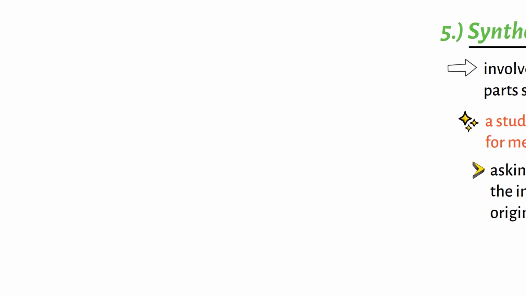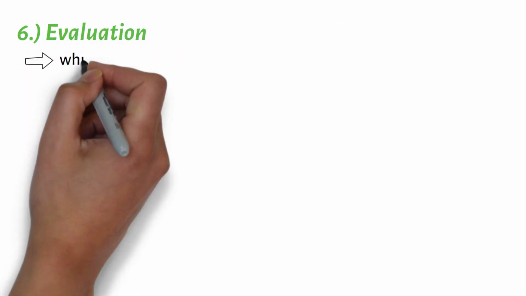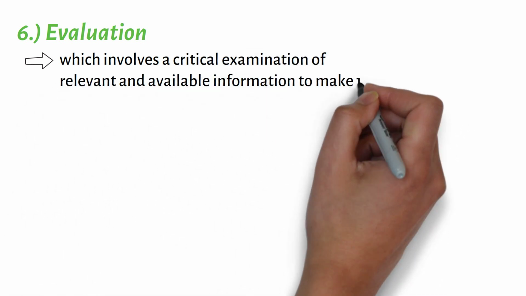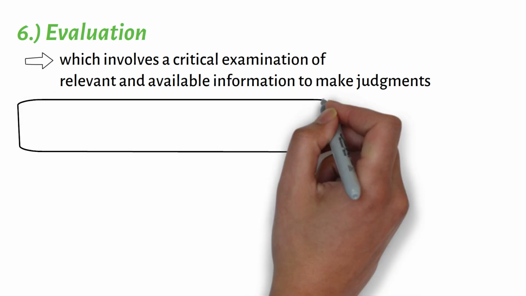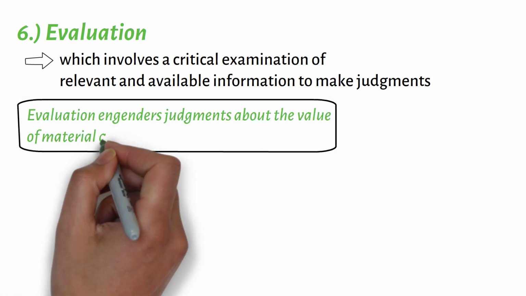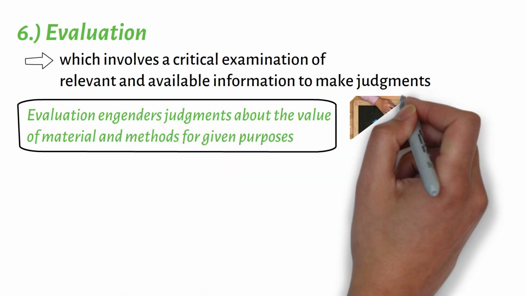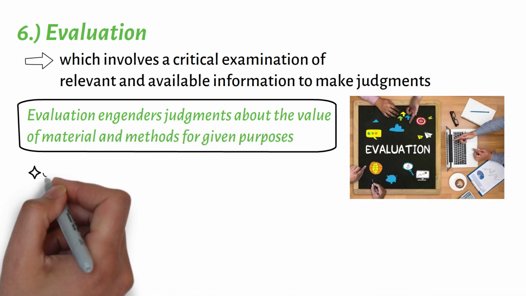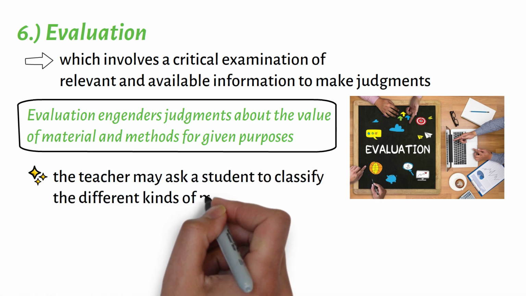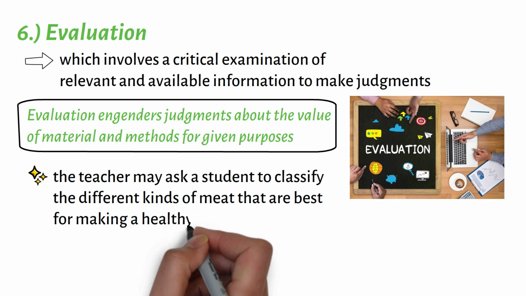Sixth and last is evaluation, which involves a critical examination of relevant and available information to make judgments. It must be noted that evaluation engenders judgments about the value of material and methods for given purposes. For example, the teacher may ask a student to classify the different kinds of meat that are best for making a healthy meal, and ask her why this is so.